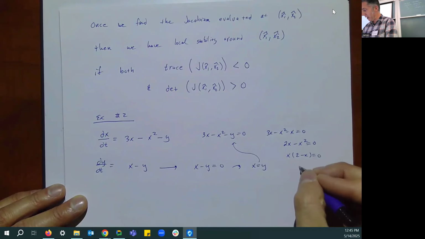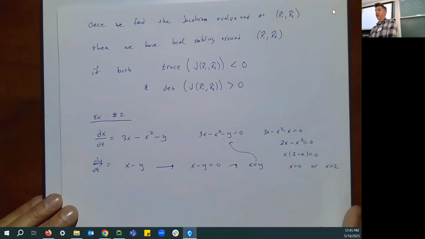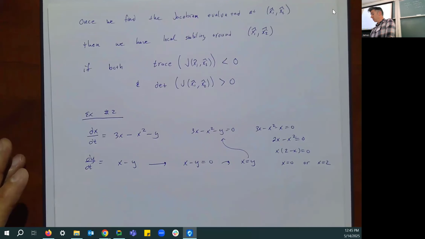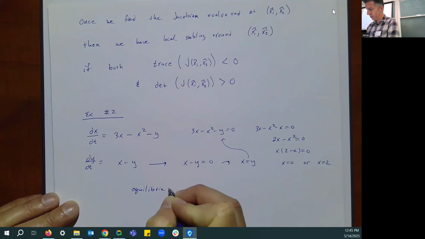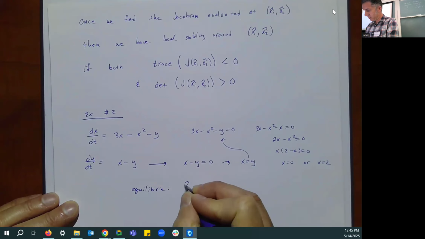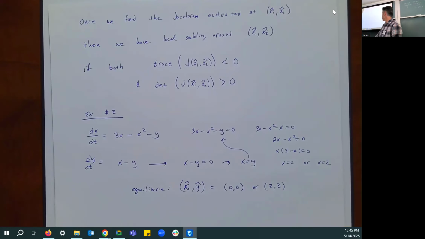So this equation gives me either x equal to 0 or x equal to 2. And then this other equation tells me that x has to equal y. So if x is 0, y is 0, and if x is 2, y is 2. So my equilibria are 0, 0, and 2, 2. And you can check, right? If you plug those points in, both equations are equal to 0. If you plug in 0, 0, obviously that's 0, or 2, 2. Plug in 0, 0 here, yes. Plug in 2, 2, 6 minus 4 minus 2 is 0. So both of those points are equilibria.